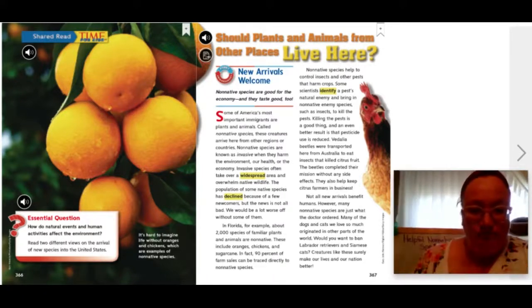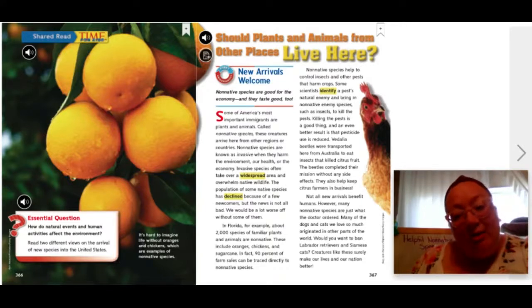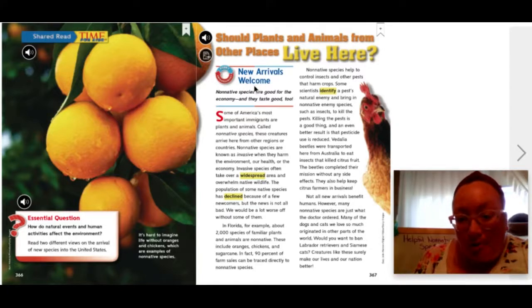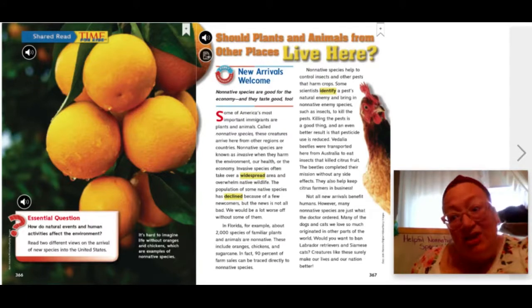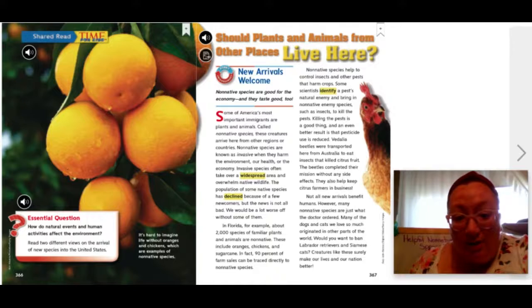All right, guys, so now I'm looking back at the text. And we started with should plants and animals from other places live here? So the first selection says new arrivals welcome. Non-native species are good for the economy and they taste good too. So right away, I'm guessing that this person is very much pro non-native species, that they think it's a good thing for non-native species to be in North America.